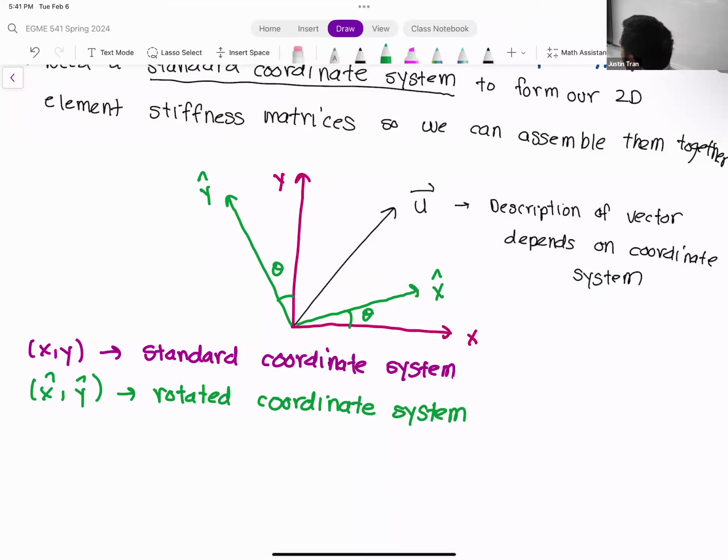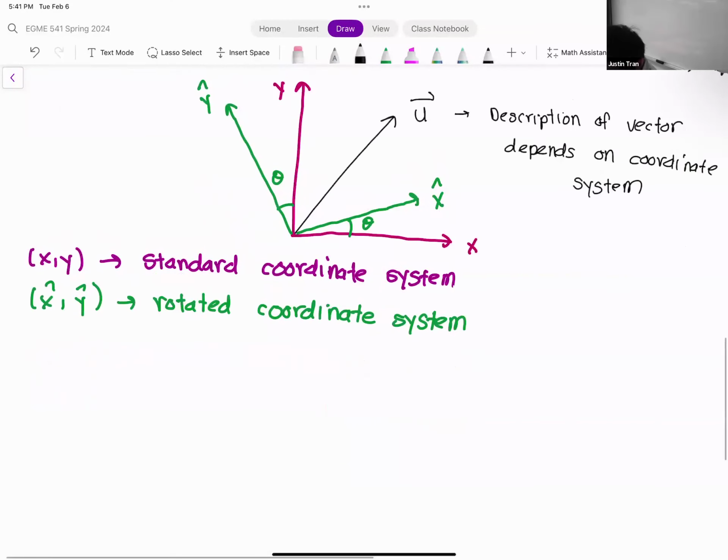But it doesn't matter if you're describing the vector in the standard coordinate system or in the rotated coordinate system, the vector is exactly the same, right? So the vector is the same all throughout. It doesn't really matter what you call it or how you describe it, it's still going to be the same. And so last time we were working on this expression, where we have ux times i plus uy times j. So these are the components of the u vector in the standard coordinate system.